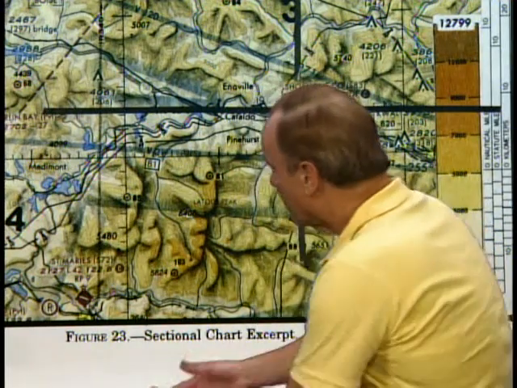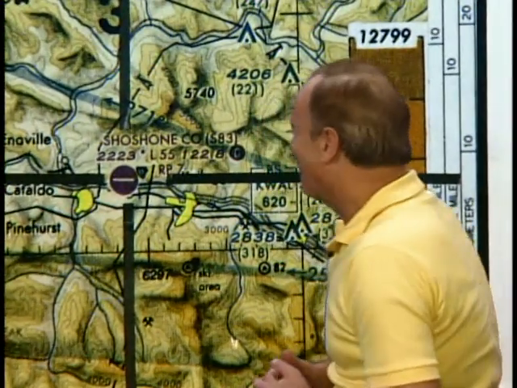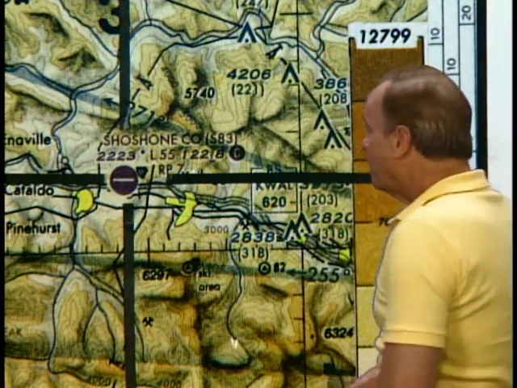Now let's do another one, and to do that we'll head over here to Figure 23, and the FAA is going to ask you, where in the world is Shoshone County Airport? A lot of pilots have probably wondered that from time to time too, so let's take a look at it. What they're really asking you, by the way, is what is the latitude and longitude of Shoshone County Airport? And we're going to use the same technique.